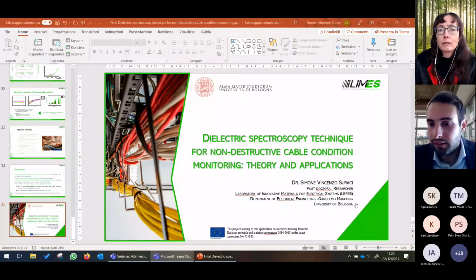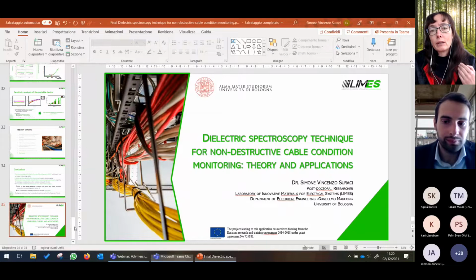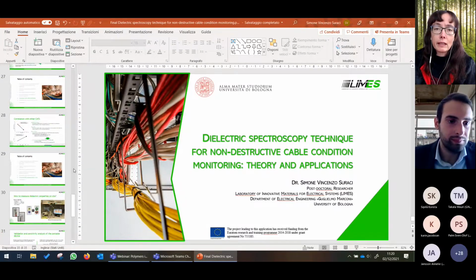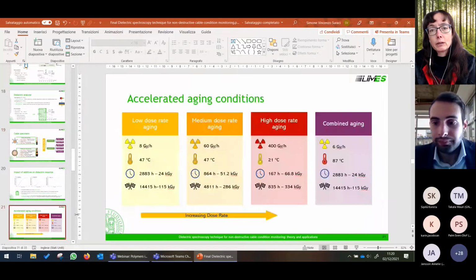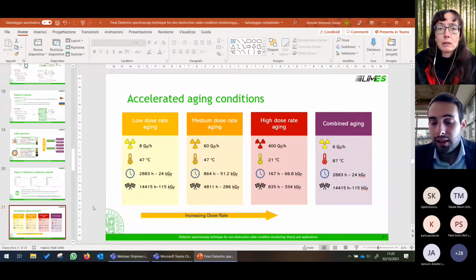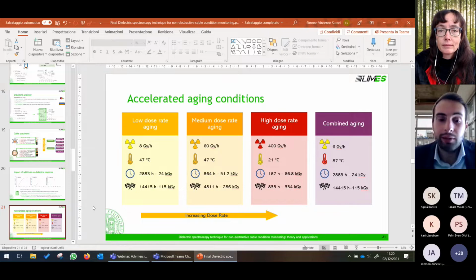I can start. I'm not really familiar with the sort of dose that a cable normally receives in a nuclear power plant. If you look at the doses that you have used in your tests, is that a conservative choice, a higher dose than expected in the plant, or is this what the cables are facing? Yeah, actually, they are much higher than the ones that cables usually face inside nuclear environments.